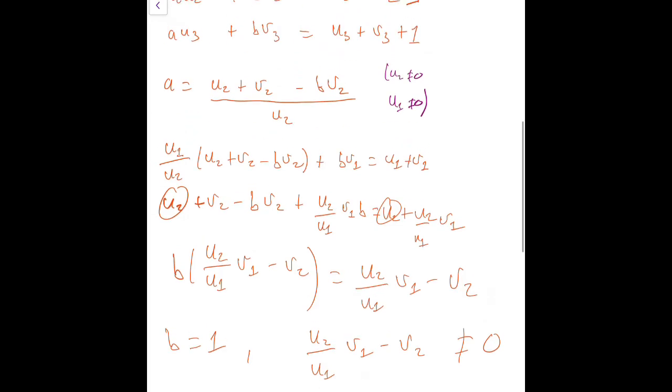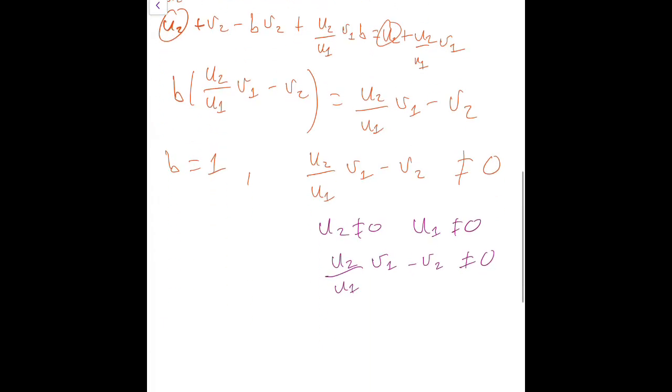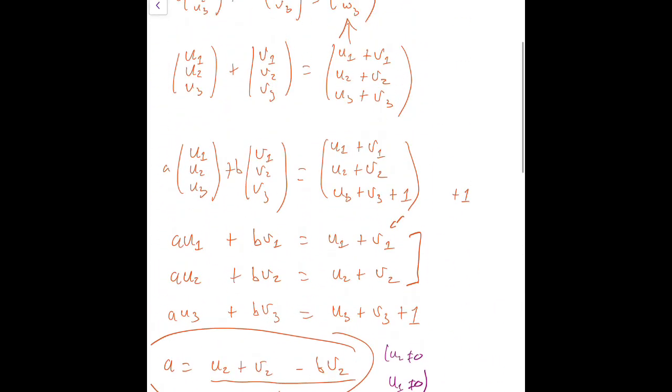So if B is equal to 1, then you could come back up to this equation for A, plug in B is equal to 1, and this will tell you that A is equal to 1. Okay, so if these assumptions are met, the solution is A is equal to 1 and B is equal to 1. Okay, so let's just recap.